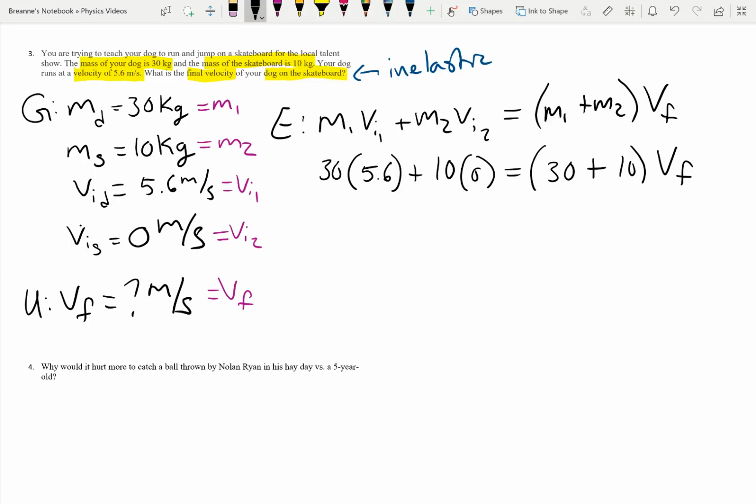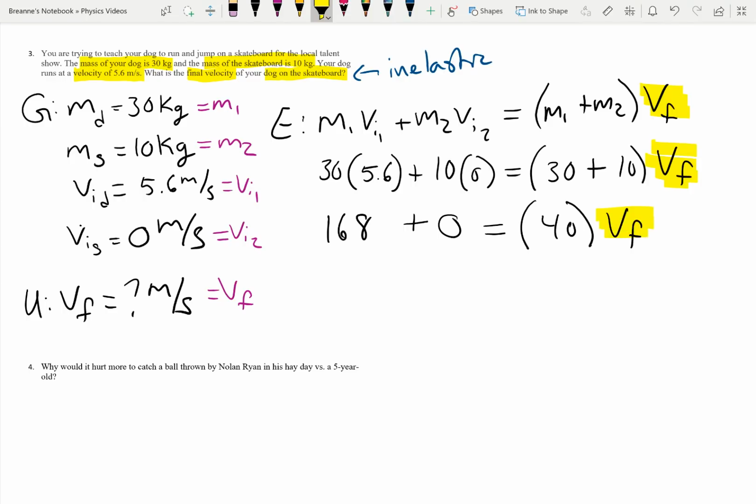So at this point, let's simplify. So let's do 30 times 5.6 in your handy dandy calculator. 168, plus 0 times anything gives you 0, equals 30 plus 10 gives you 40 times v final. And we're looking for the v final.